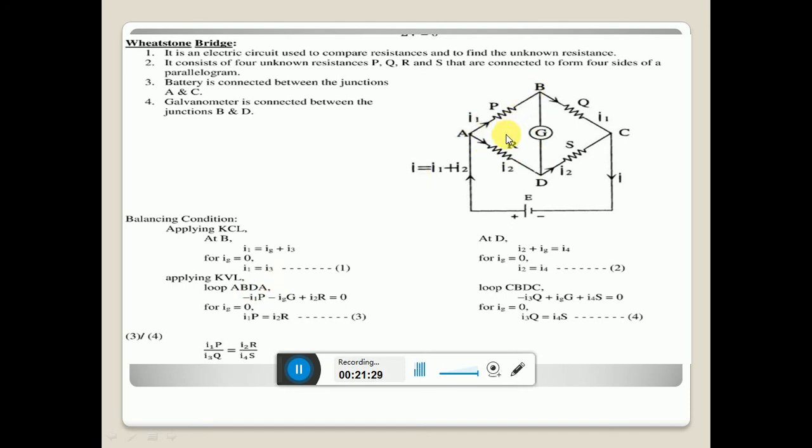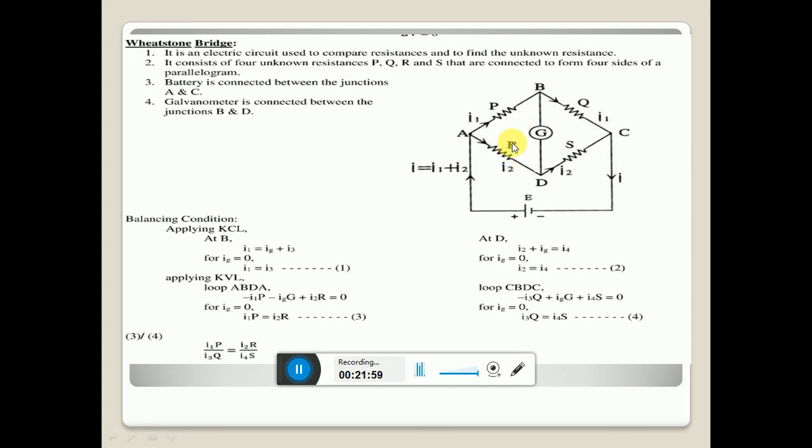Proceed the loop in anti-clockwise direction like this. If you proceed in the anti-clockwise direction, the current into resistance P is I1. When we are moving anti-clockwise, this I1 is flowing opposite to us, so I can consider minus I1 into P. Here it is indicated minus I1 into P.